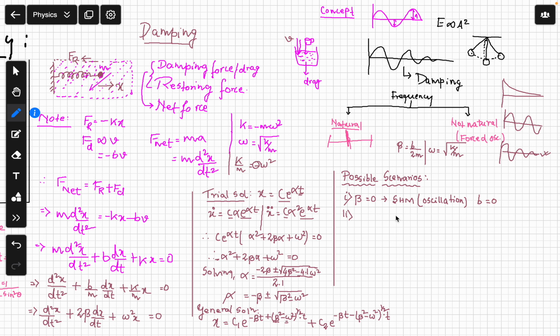That's it. The next condition is, if you look into this comparison, beta and omega both are taken inside the same bracket, so we can say beta square is less than omega square. Okay, this is the second condition. Now this is something where we are going to have an oscillatory motion. Okay, oscillatory motion. And this actually has a specific name. This is called underdamping.